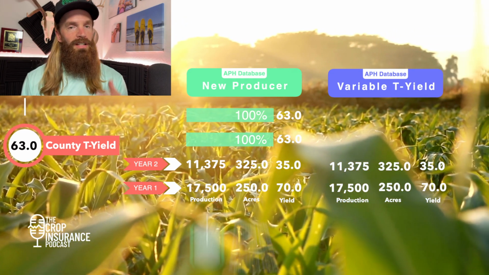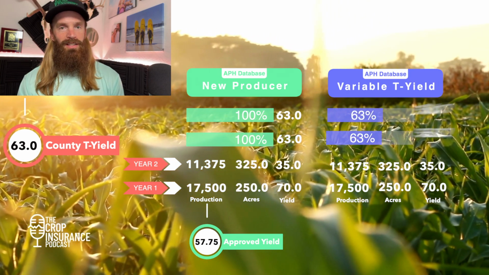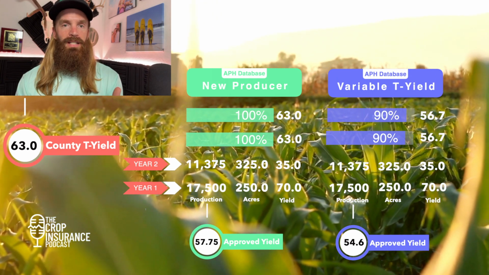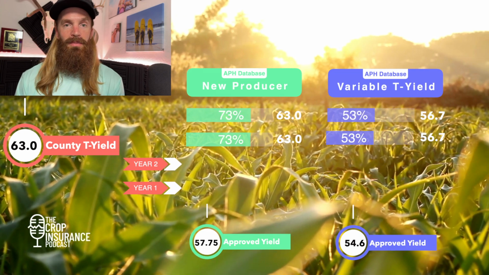New producer, you're still getting 100% of that county T yield. The variable T yield side, you're getting 90%. So it's not as big a difference, but there's still that little bit of difference between a new producer and not a new producer in using those variable T yield rules.